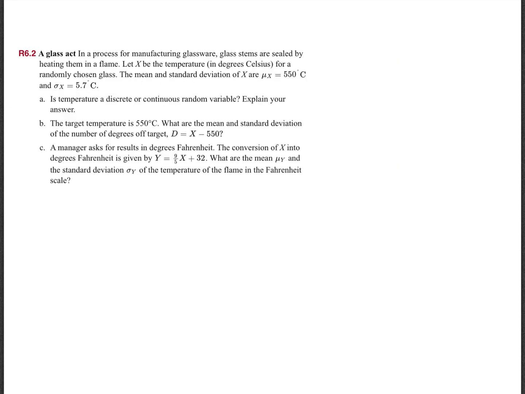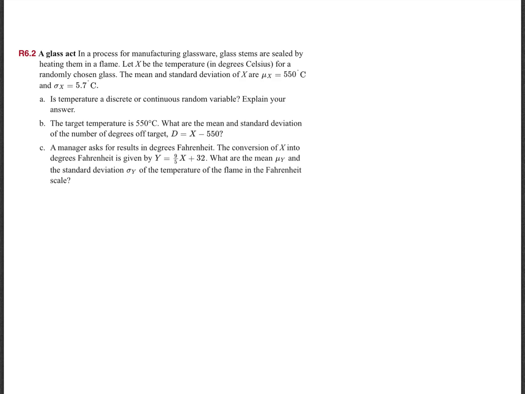Next one, in a process for manufacturing glassware, glass stems are sealed by heating them in a flame. Let X be the temperature in degrees Celsius for a randomly chosen glass. The mean and standard deviation of X are 550 degrees Celsius and 5.7 degrees Celsius. For A, is the temperature a discrete or continuous random variable?